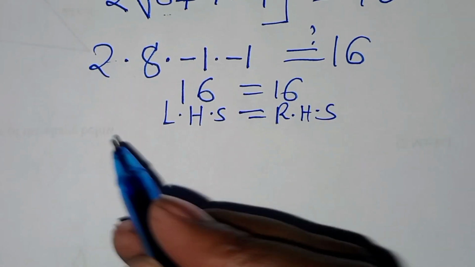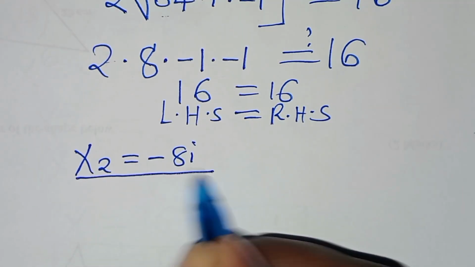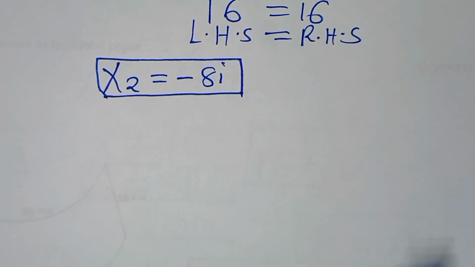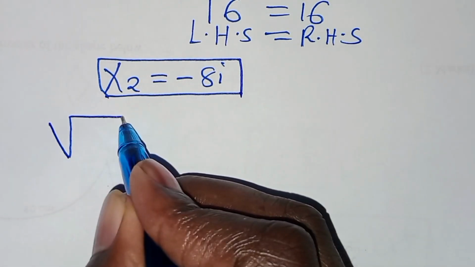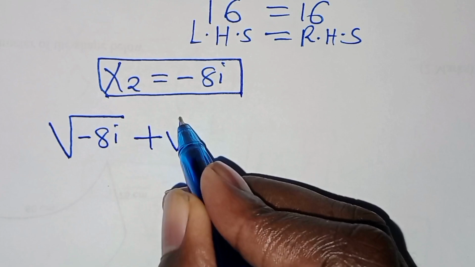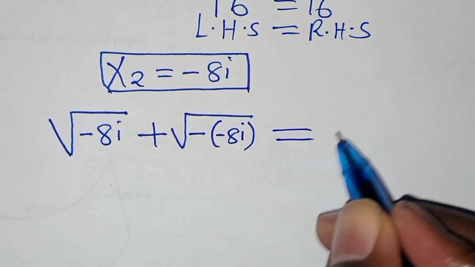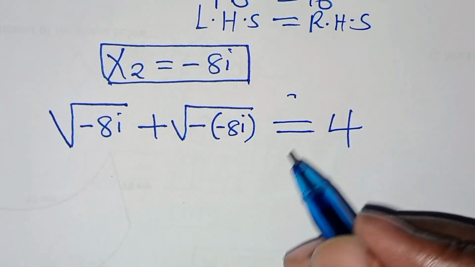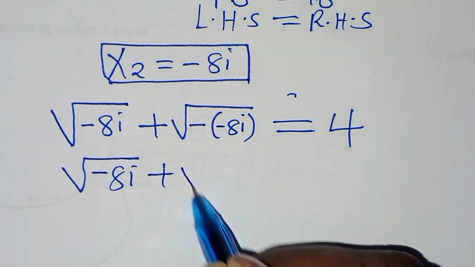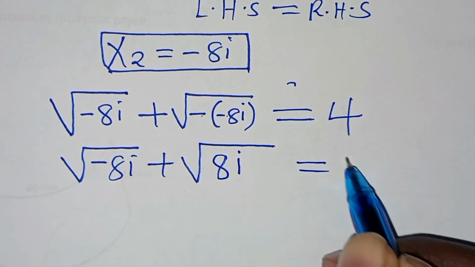So let's verify x2. x2 is equal to minus 8i. So let's check this. In this case, we have the square root of x. So we'll have the square root of minus 8i plus the square root of minus minus 8i. This is equal to 4. So here we have the square root of minus 8i plus the square root of minus times minus, this is positive 8i, this is equal to 4.